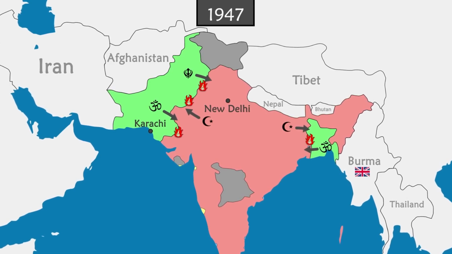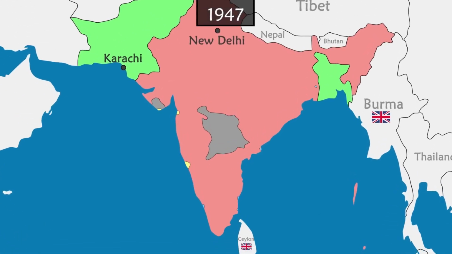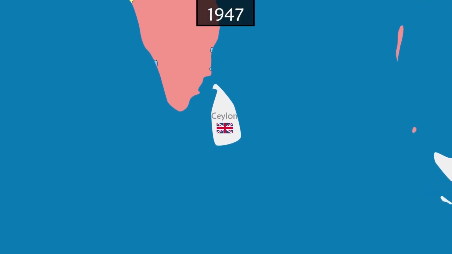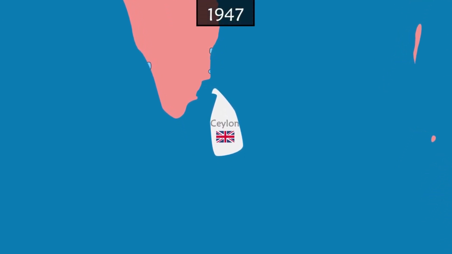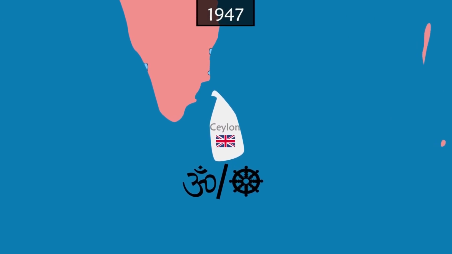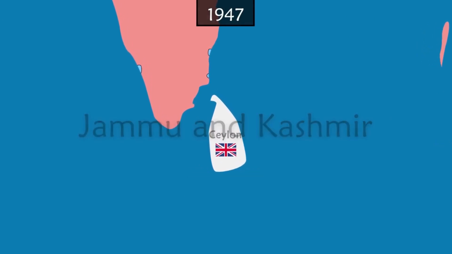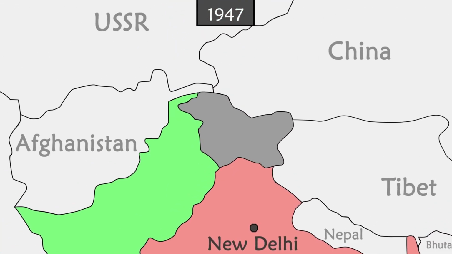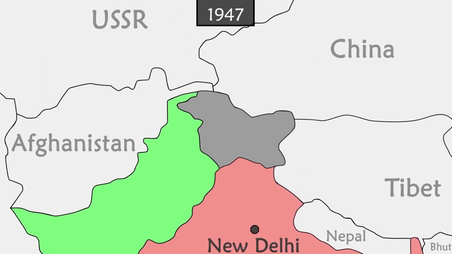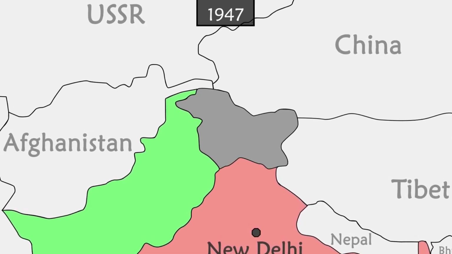Initially, some princely states hesitate to align with either of the newly formed nations, while violence erupts between Hindus and Muslims along the newly drawn borders. This turmoil leads to the displacement of millions of individuals who migrate from one country to another based on their religious identity. In the southern region, Britain continues to hold Ceylon for several months.